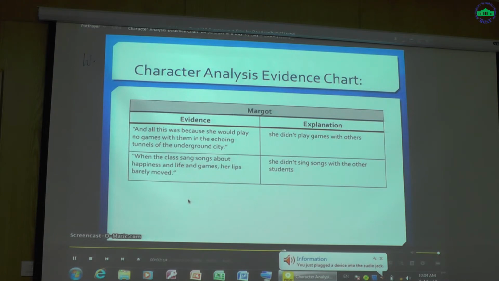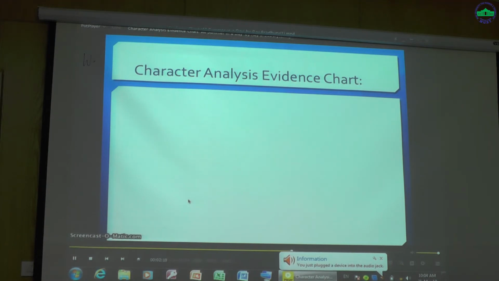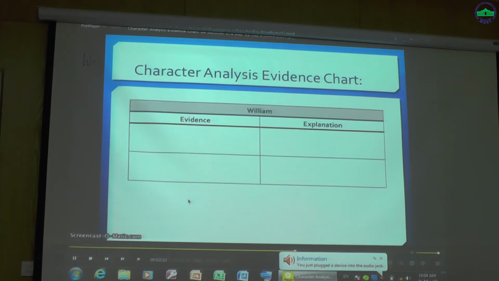You have to illustrate her conflict with William, her conflict with the setting itself. William. So the piece of evidence: he pushes her. He gives her a shove. Shove means a push.